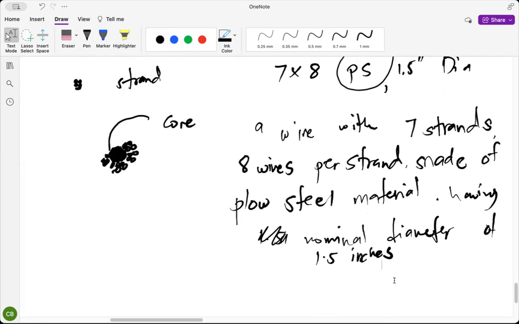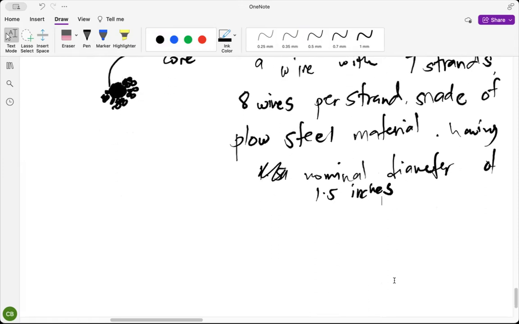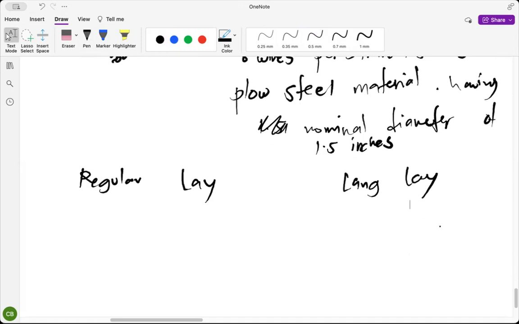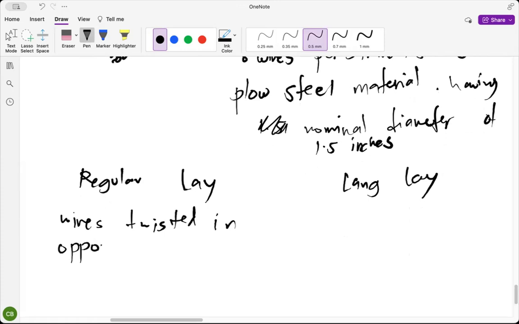Okay. So another one I forgot to inform you regarding the wire construction. So the wire construction, you have the regular lay, and then you have the lang lay. So when you say regular lay, these are wires twisted in opposite direction, while the lang lay is wire strands that are twisted in the same direction.